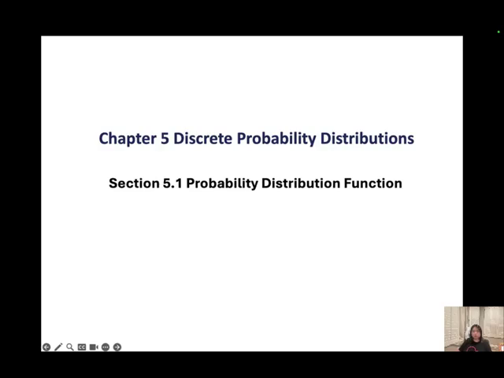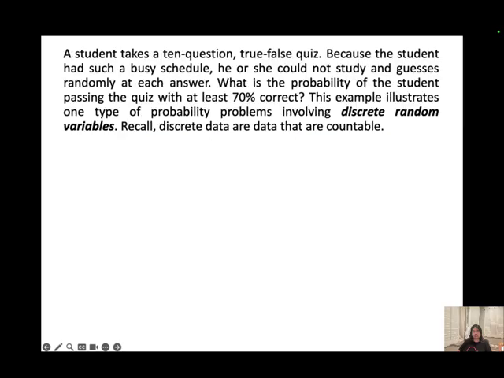Section 5.1 Probability Distribution Functions. Let's look at this example. A student takes a 10 question true or false quiz, and she tries to guess randomly at each answer. What is the probability of this student passing the quiz with at least 70% correct? This example isolates one type of probability problem involving a discrete random variable.